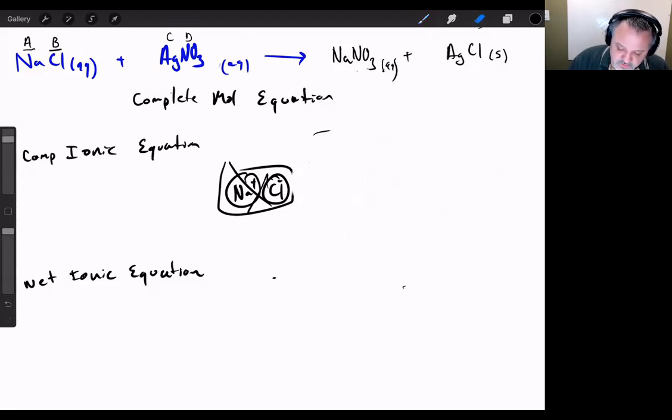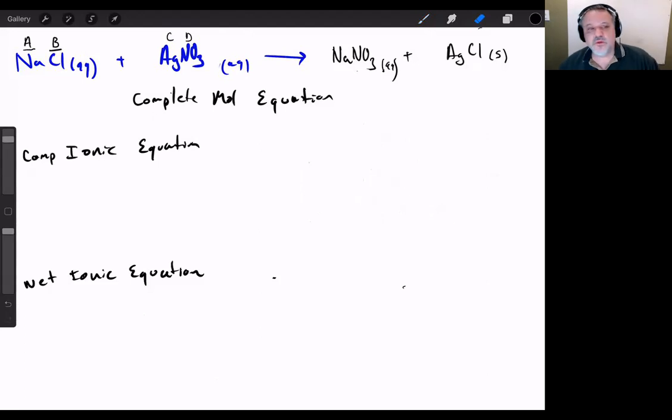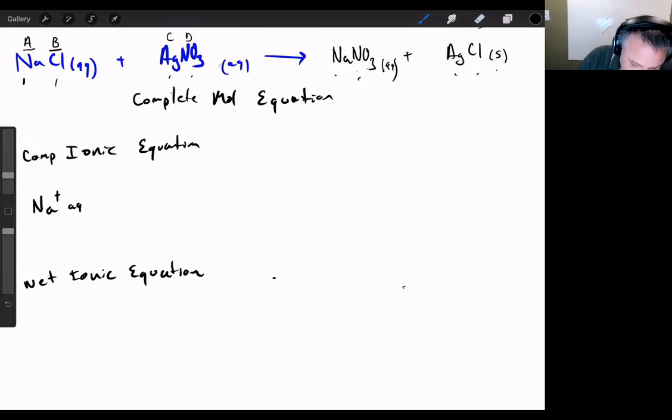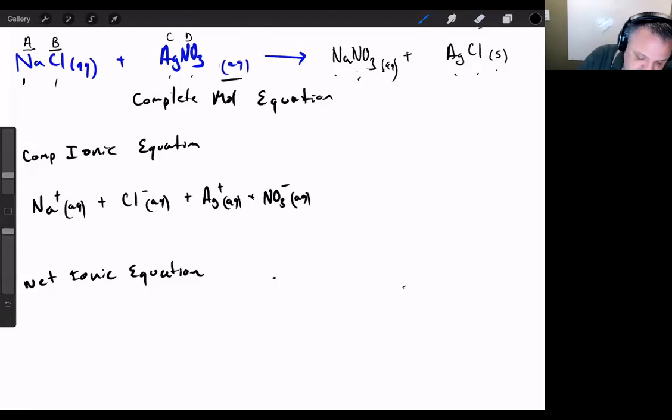And so what we want to do is tell the reader what that means and what it looks like. And this is how you do it. I'm just going to go one by one in the equation and write everything down exactly as it appears in the solution from the perspective of the ions. So that means I have a sodium ion and it's aqueous. I have a chloride ion and it's aqueous. I have a silver ion and it's aqueous. I have nitrate and it's aqueous. See, I'm looking at the states. That's why it's important.